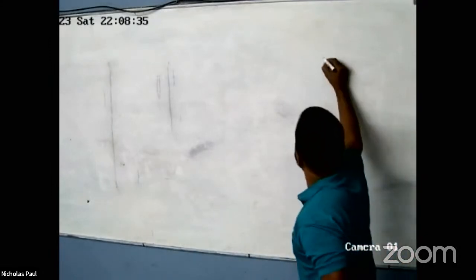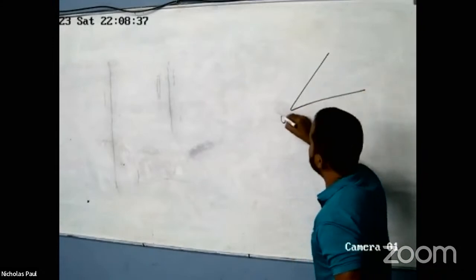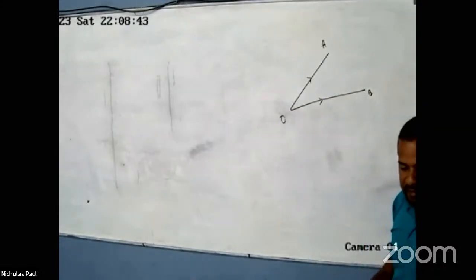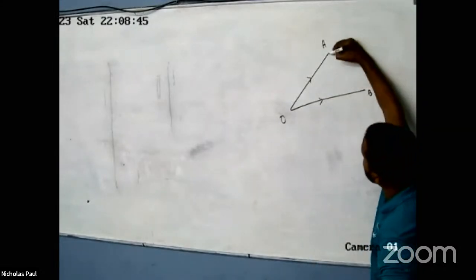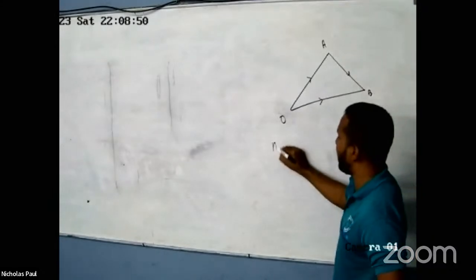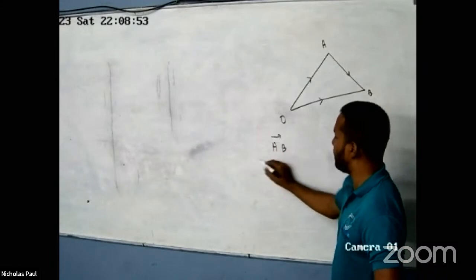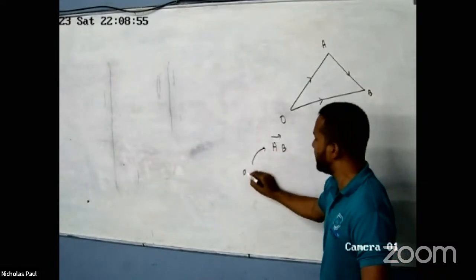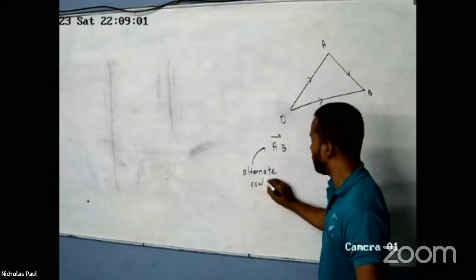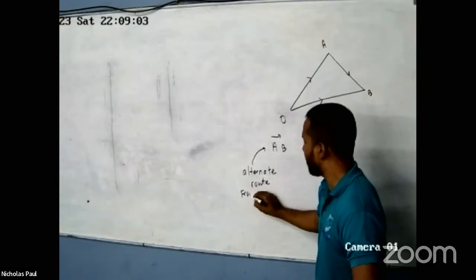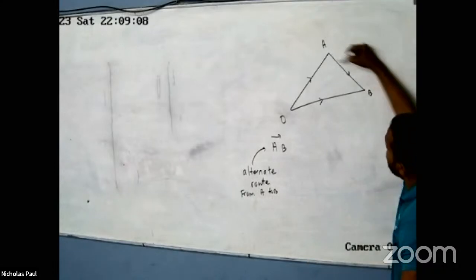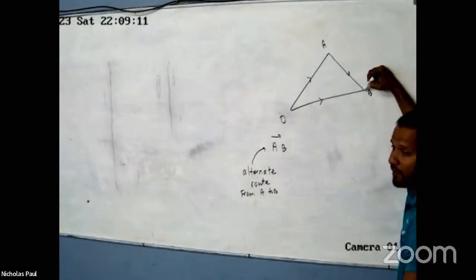Let's say I gave you these two vectors, here's O, here's A, here's B. And I want you to find the vector AB. You complete a little triangle. And to get the vector AB, what do we need simply along the triangle? We need to get the alternate route from A to B. That's all we need. We need to get from here to here along the triangle. So you find the alternate route.